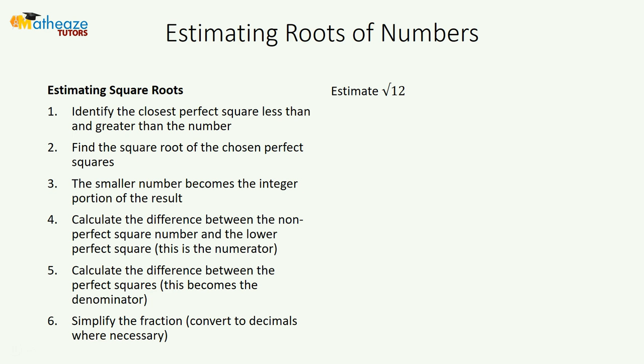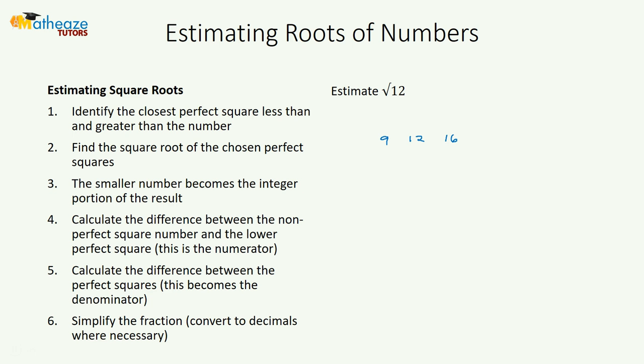number under the square root sign. So, here, we're going to look at the lowest perfect square. So we have 12 right here. We have 12. We're going to look at the perfect square less than, which is 9, and then perfect square greater than, which is 16.